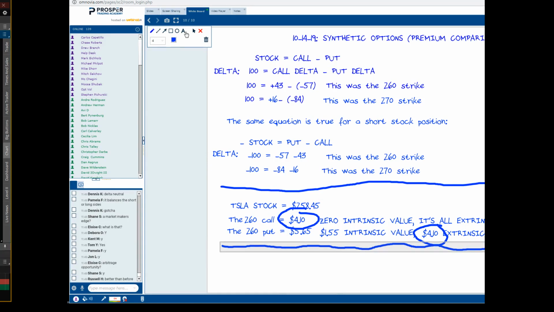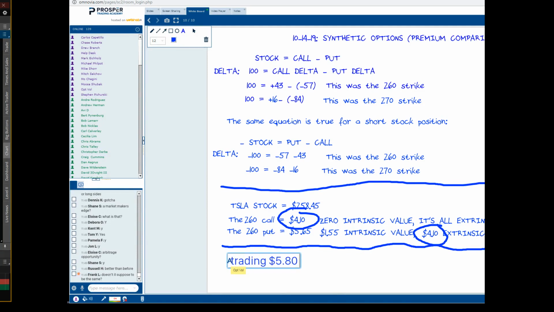But let's say, for whatever reason, and I'm going to use the put values being a little bit more expensive here because in our conversation Friday, someone said puts are trading more expensively. I said, no, they're not. Okay? Let's say the put was trading 580 instead of 565. What kind of position would you then want to have?